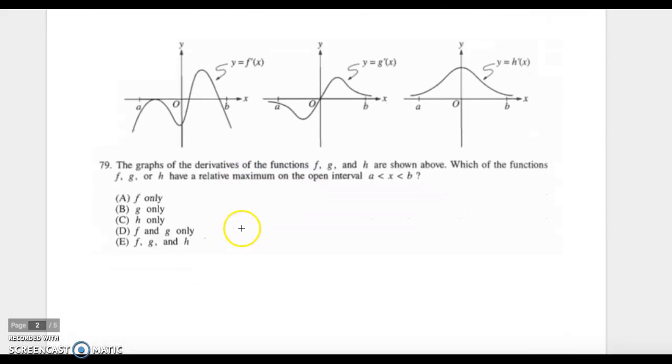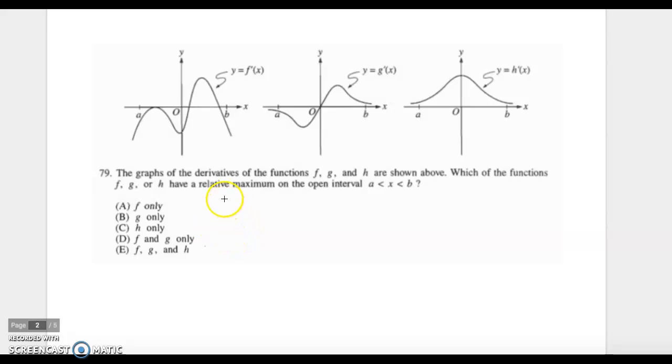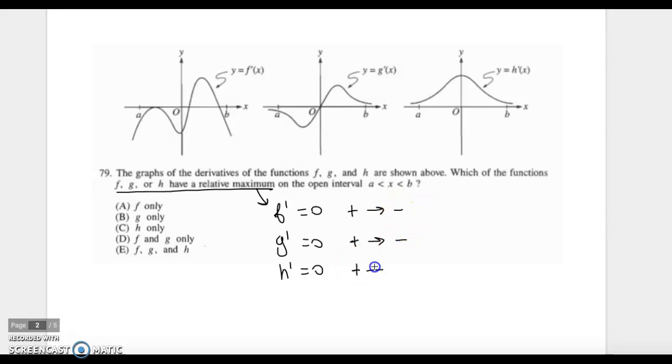Wonderful. All right, I think we've already looked at this problem, but it's always good to review it again, right? So the graphs of the derivatives of the functions f, g, and h are shown above. Which of the functions have a relative maximum on the open interval a to b? So if my original functions have a relative maximum, that means that their first derivatives would have to equal 0 and change from positive to negative. So we're looking for which of these statements is true: if all of them are true, one of them is true, or none of them are true.